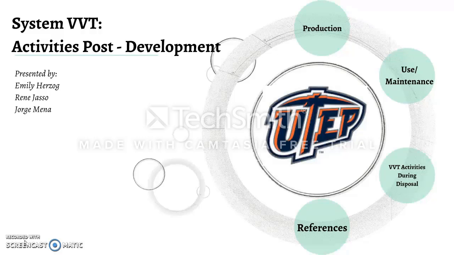In this chapter, we will describe a set of BBT activities that typically occur within the system post-development phases, which are production, use, maintenance, and disposal. We will provide detailed information for each activity in a standard format that gives the user an easy way to understand the content.